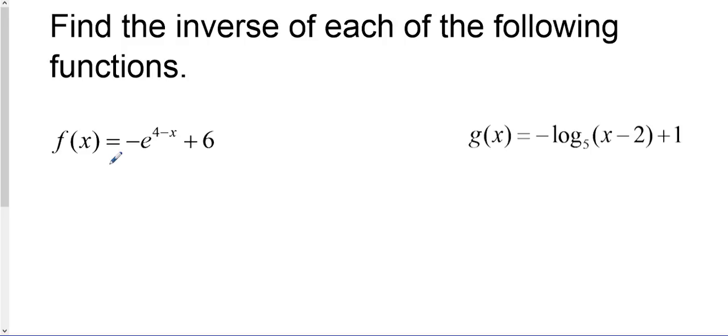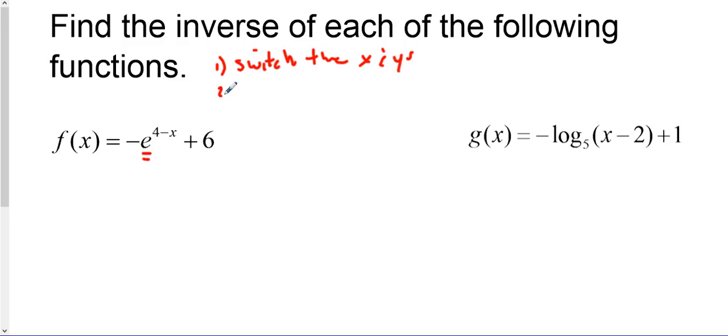First, let's talk about this one over here. Now, this is the exponential function. How do I know it's exponential? Because the base is e and you have a variable in the exponent. That's how we know it's exponential. So, in order to find this inverse, the first thing is we need to switch the x and y values, the x and y's in the equation.